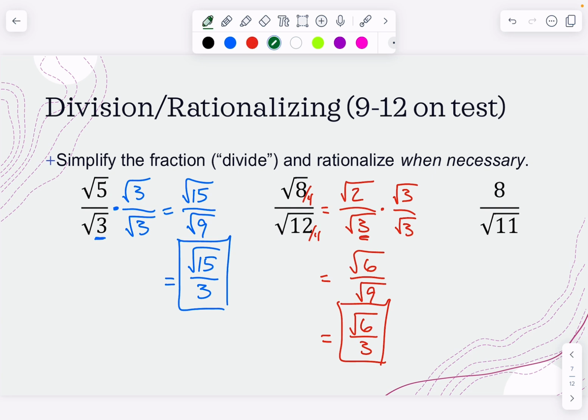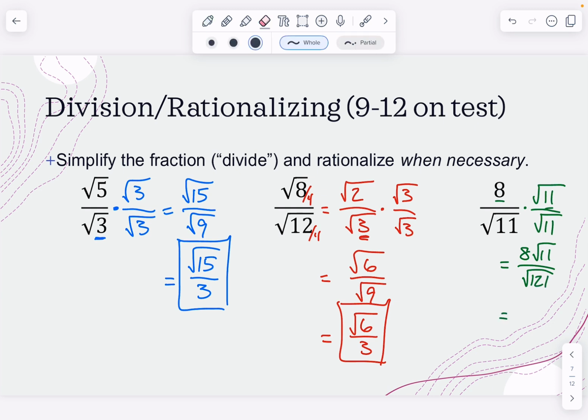Now this last one is all set up for us, and this one's actually the simplest one we have. 8 over square root of 11. 11 will not simplify on its own, so I'm going to multiply that by square root of 11 over square root of 11, which is going to give me 8 square root of 11, not square root of 88. I cannot multiply those two because they're not in the same location. And 11 times 11 is going to give me square root of 121. This ends up providing a final answer of 8 square root of 11 over 11.